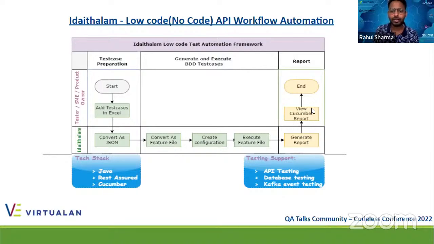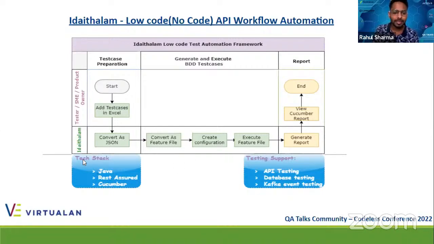And once the report is generated, in this layer, you see the people, the control will transfer to the people, and we can see very nice HTML Cucumber reports. So if you see, there are only 2 steps: create the test cases in Excel and see the report. There is no step that we have to perform from our end.